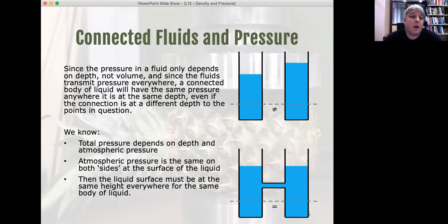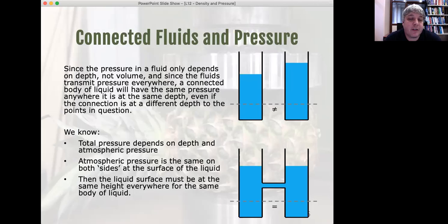Since the pressure in a fluid only depends on depth, not volume, and since fluids transmit pressure everywhere, that's what we're saying. If you push down on the surface of something, it transmits the pressure through it. Liquids can flow everywhere, so they transmit it everywhere. So if you press down on it, it will transmit that pressure everywhere. That means that if you have a connected body of water, then the pressure at any height must be the same everywhere.